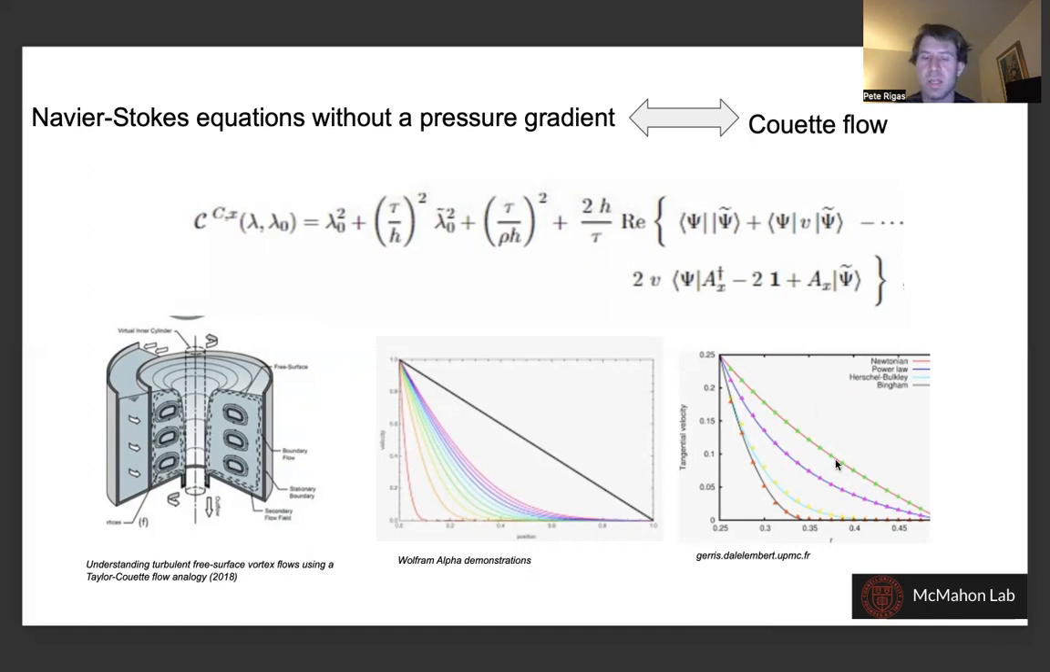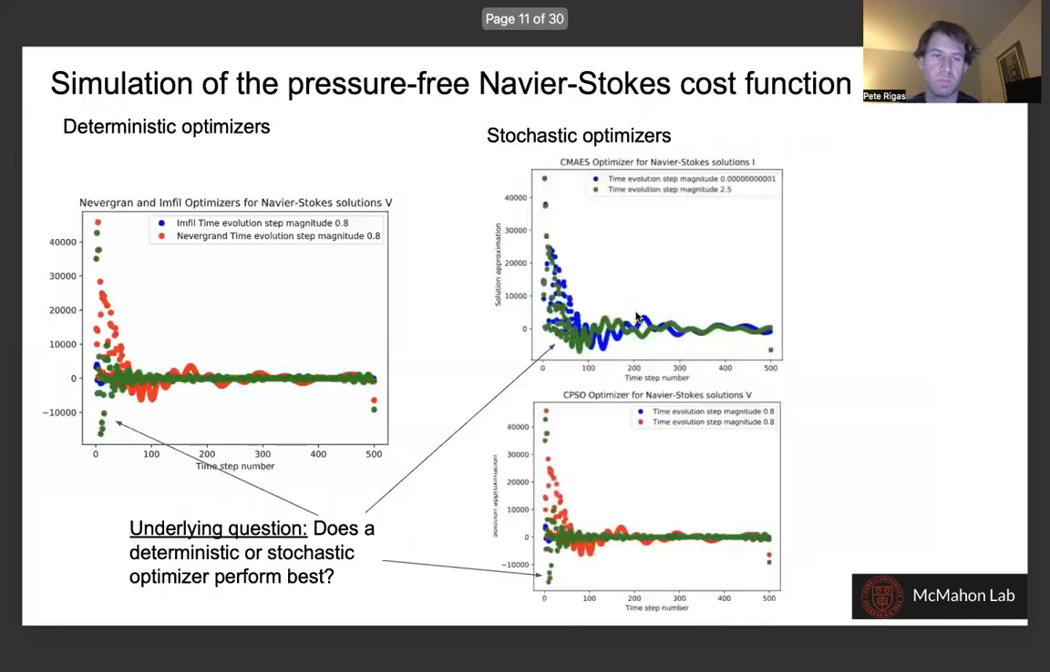And the analytically known exact solutions have been known to be exponentially decaying curves. And we can simulate the pressure-free Navier-Stokes cost function with both deterministic and stochastic optimizers, in which it draws focus towards an underlying question in our research as to whether the stochastic or deterministic optimizer performs the best. In this case, both the stochastic and deterministic optimizers can fluctuate significantly above and below the solution axis when approaching the ground state, which is not desirable.